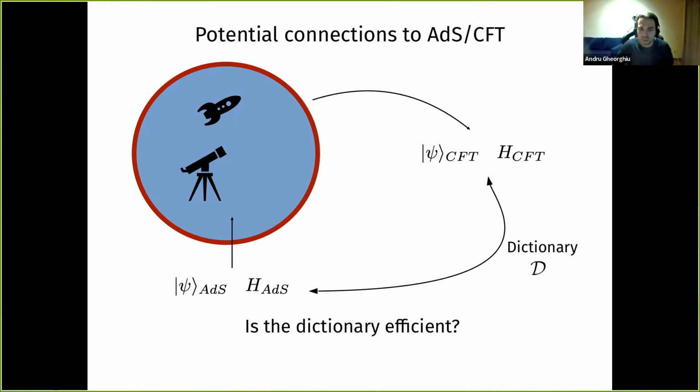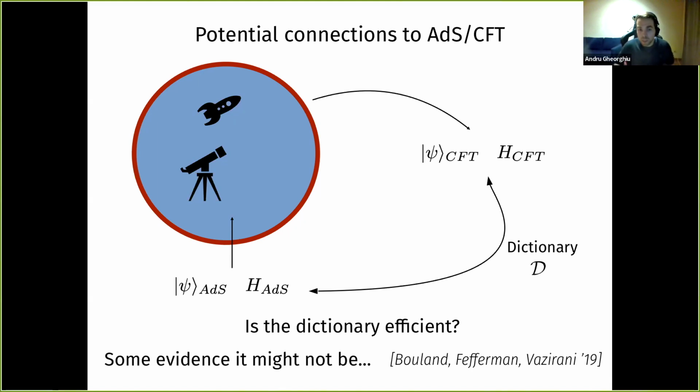And one question we can ask is: is this dictionary efficient? In the sense that if you want to map from a CFT state to an AdS state, is there some sort of efficient unitary, for instance, that can do this mapping? Analogously, is there some efficient procedure that can map between evolutions or observables or any other quantities that we might be interested in? There has been some recent evidence that the dictionary might not be efficient in general, so that you might construct situations where the mapping between the two is computationally intractable. And that's what we're also hinting at with this hardness of entropy estimation.